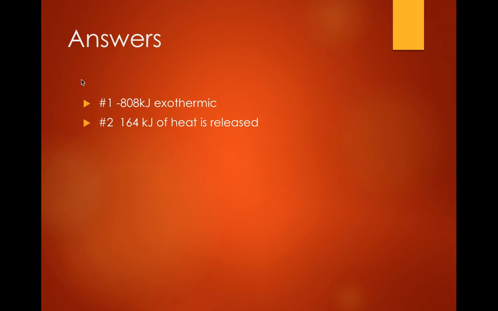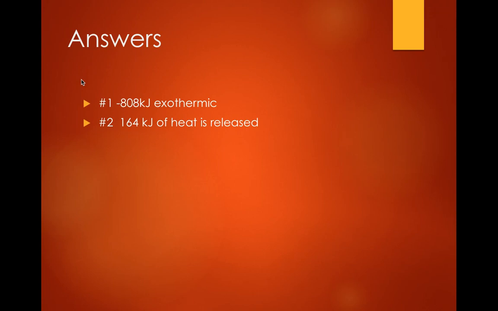Okay, so how do you solve this problem? Well, we're going to do the enthalpy of our C-H bonds in methane, so it's 1,652, and we're going to add it to the enthalpy of our oxygen-oxygen double bonds, and that's 990. Altogether, that's 2,642.